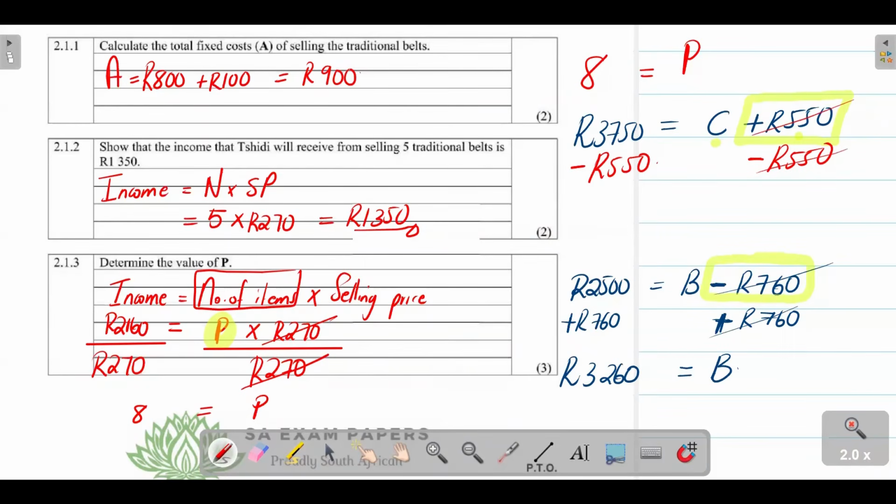That leaves you with C plus 0. C plus 0 is C, which is equal to 3,750 minus 550, which gives us 3,200. Okay, so that's what I'm saying. When you're solving for an unknown, you always need to think of the inverse. What is happening between that unknown and a number that is given to you there?